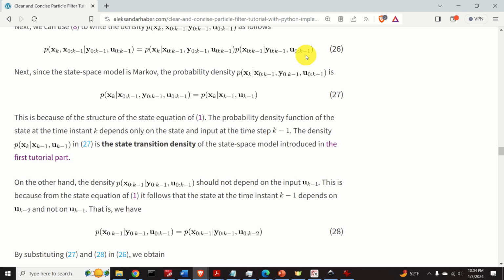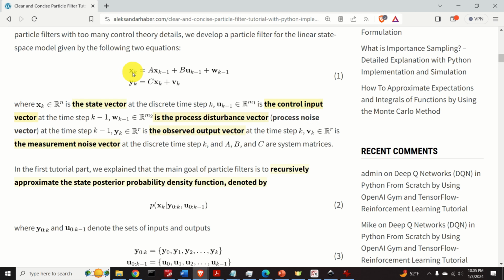We can observe that this density depends on the input sequence starting at the time instant 0 and ending at the time instant k minus 1. However, over here we can see that we have a state sequence, and the last state in this state sequence is the state at the time instant k minus 1. Now, the issue over here is that the state at the time instant k minus 1 cannot depend on the input at the time instant k minus 1. This is the direct consequence of our state space model.